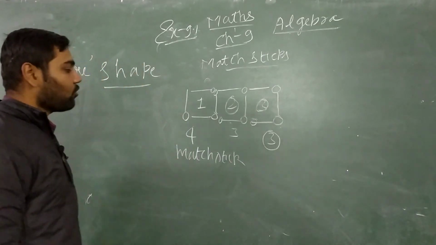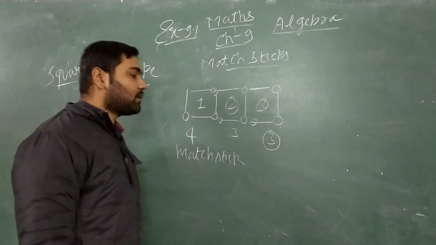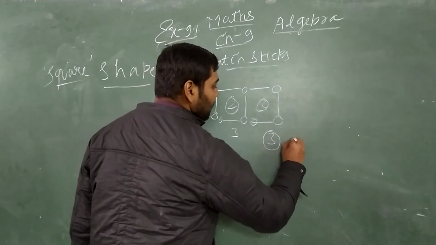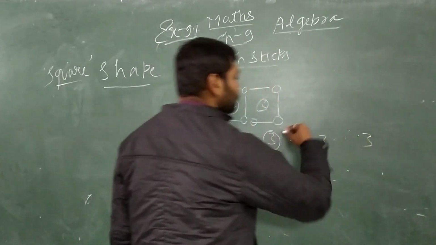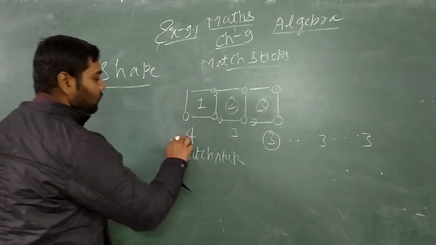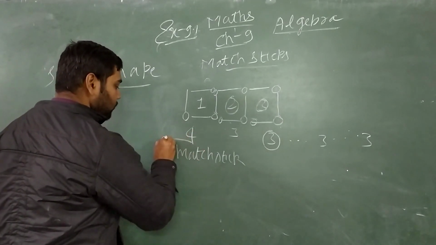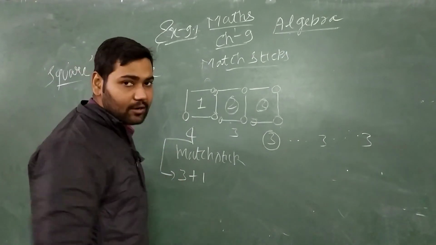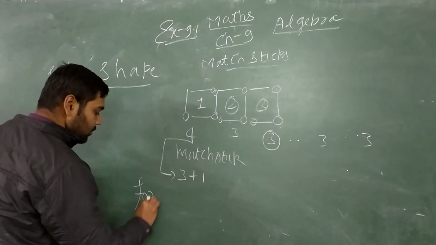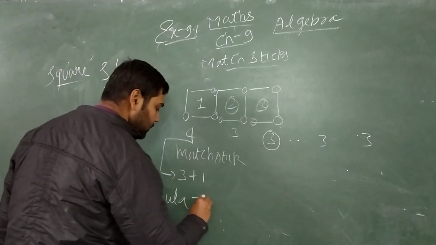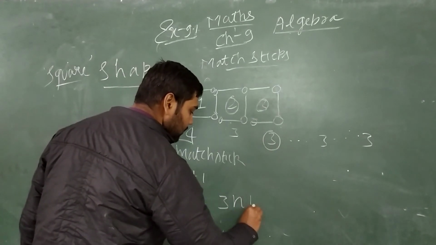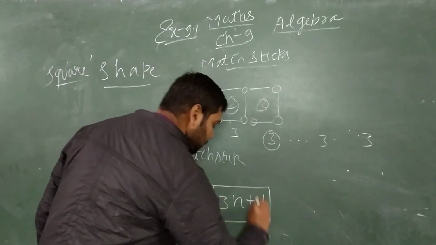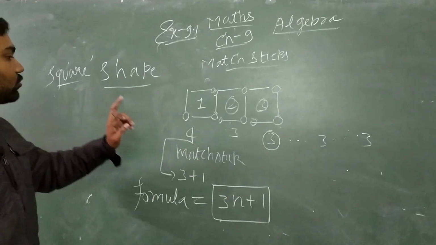So how can we make the formula? See here, 3, then again 3, then 3, like this only 3 matchsticks are needed, and 4 we can write as 3 plus 1. So the formula to make a square shape is 3n plus 1. This is the formula to make a square shape.